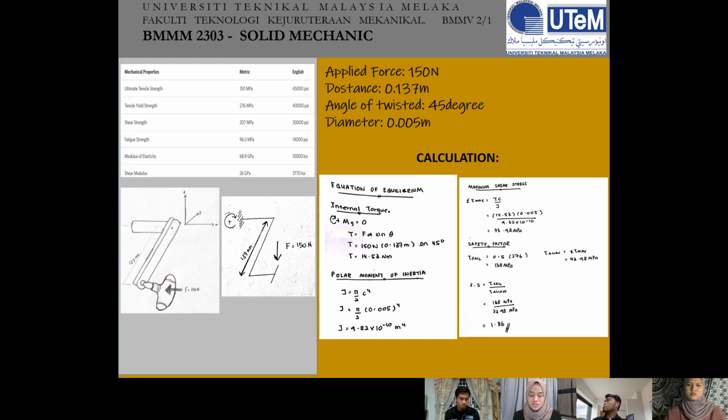To get the maximum shear stress, we substitute the values into the formula T times c over J and get 73.98 megapascal. As for the factor of safety, we calculate tau fail as 0.5 multiplied by the tensile yield strength of 276 megapascal and get 138 megapascal. Tau allow is the same as tau maximum, so the value is 73.98 megapascal. Now we can determine the safety factor by dividing those two values, which gives 1.86. Next.